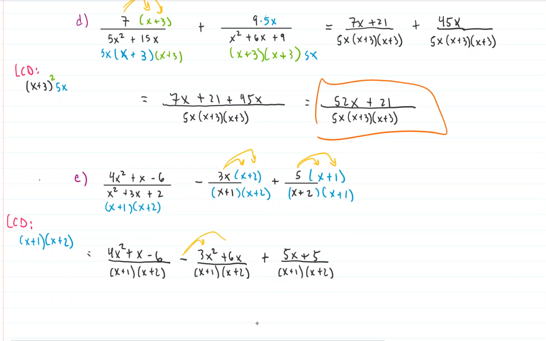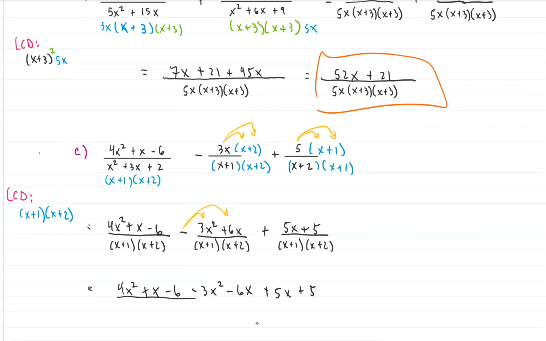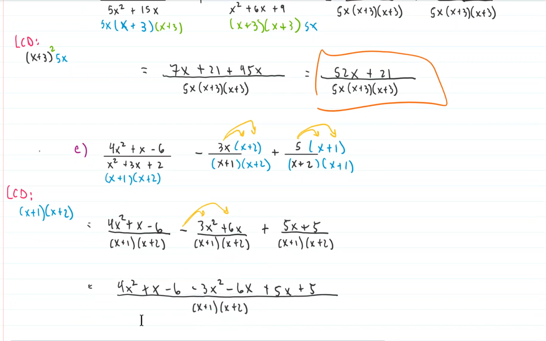We need to distribute that negative through the two terms in the second expression. So we get negative 3x squared and negative 6x. But we can write everything now over one term. So we have 4x squared plus x minus 6 minus 3x squared minus 6x plus 5x plus 5. And this is all over our common denominator. Let's see what we can combine.